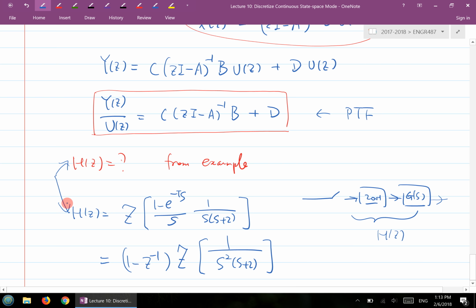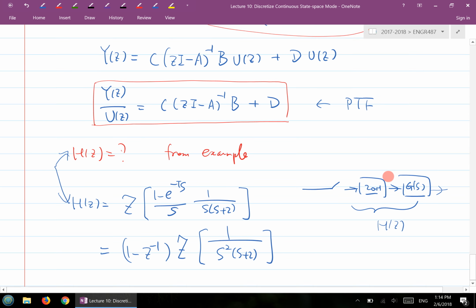So that's basically the part for discretizing a continuous state space model. Any questions? Okay. Good.